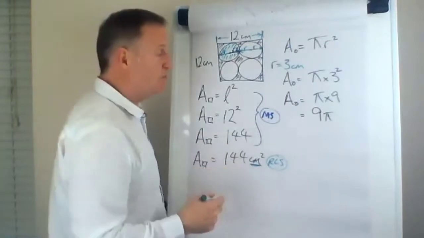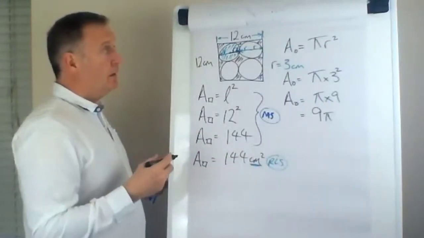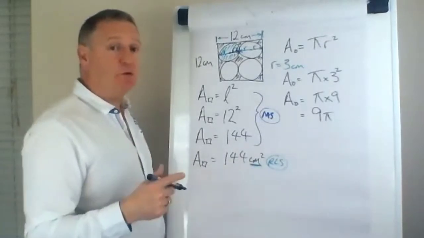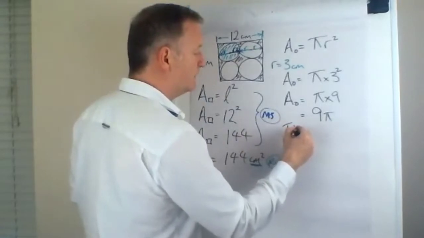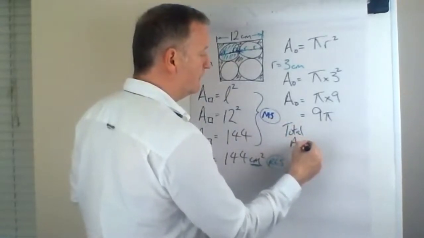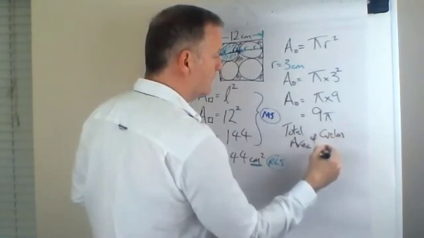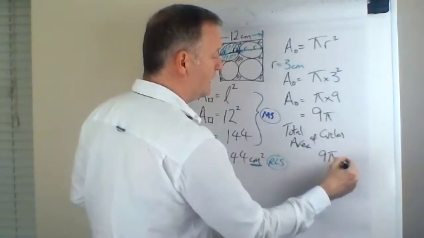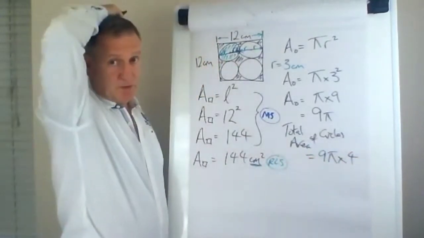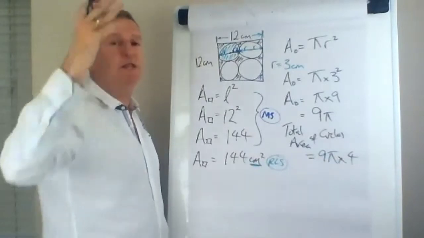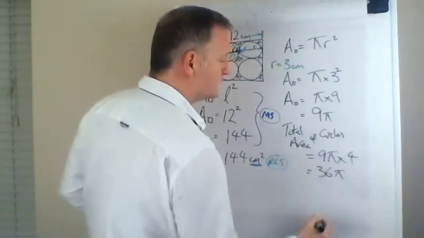But how many other circles do you have? We only have 1 at the moment. We need to put another 3 on. So how many circles in total? 4. So the total area of the circles is going to be 9 pi times 4, isn't it? And what would that be? What's 9 times pi times 4? Well, what's 9 times 4? 36. That would be 36 pi.